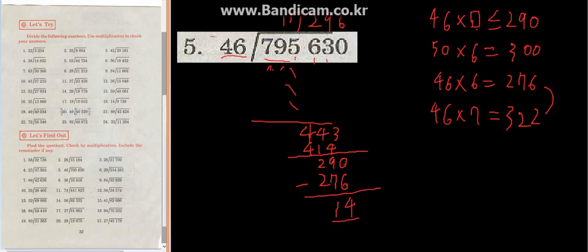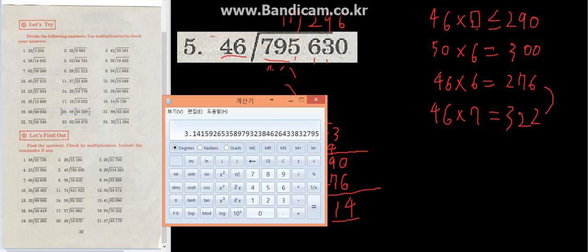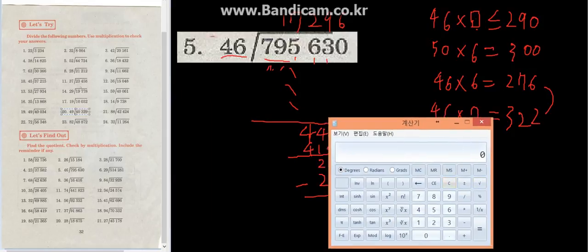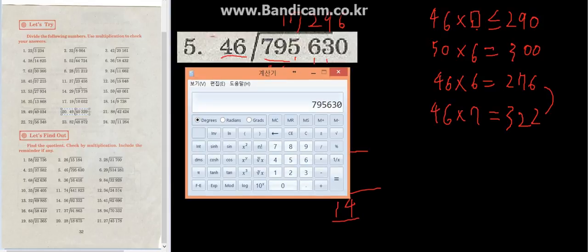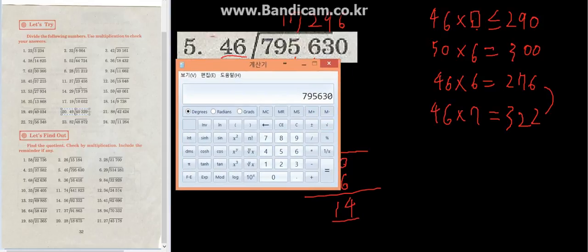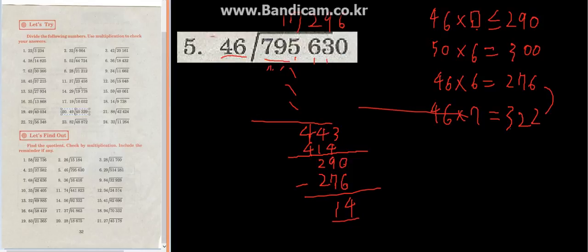So let's check if this is correct with the calculator. The quotient 17,296 multiplied by 46 is equal to this, and we should add the remainder 14. So let's check it out. Yep, it is correct. So let's go to the next problem.